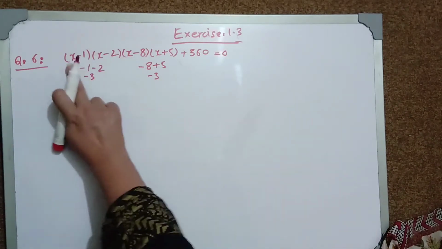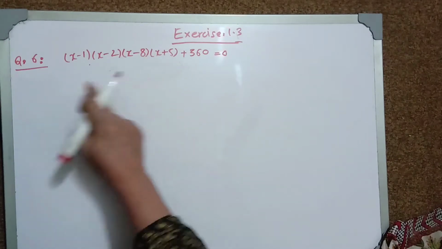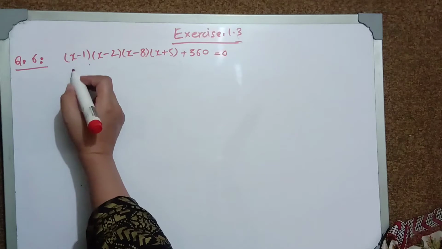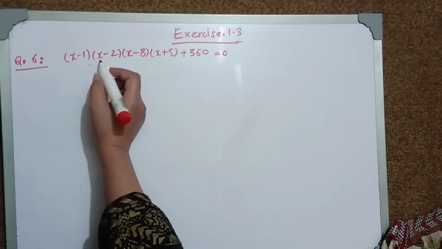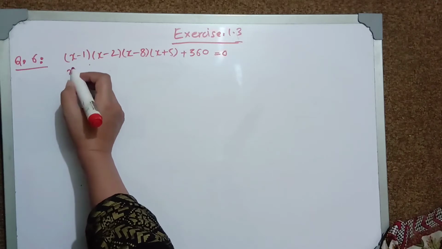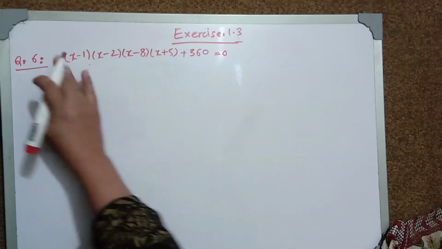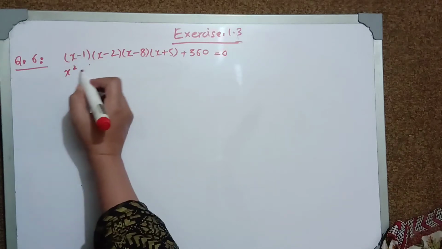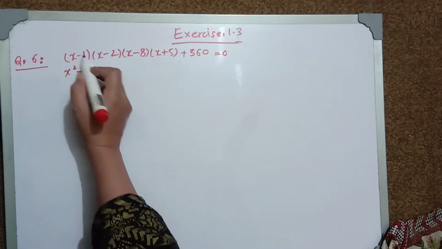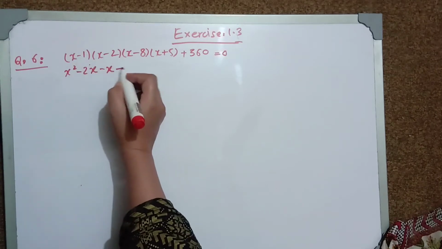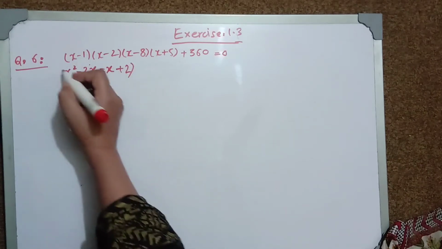Now you're going to multiply these two brackets and these two brackets. Like in the first case, x will be multiplied by x minus 2, or I am going to directly multiply it. X into x will be x square. X into -2 will be minus 2x. -1 into x will be minus x. -1 into -2 will be plus 2.